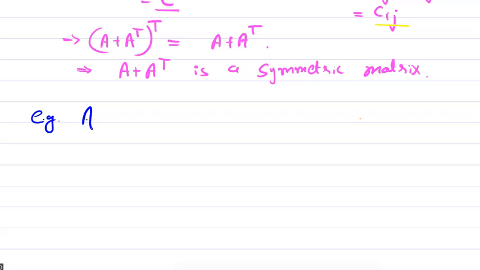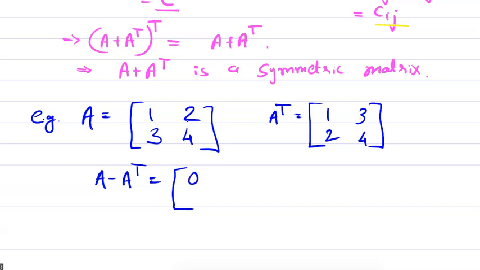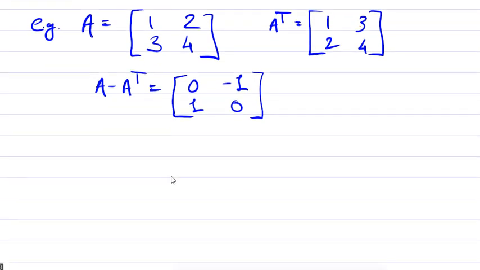So let's say A is 1, 2, 3, 4, and then A transpose will be 1, 3, 2, 4. Now we are interested in A minus A transpose. So 1 minus 1 is 0, 2 minus 3 is minus 1, 3 minus 2 is 1, 4 minus 4 is 0. So it seems that it will be a skew-symmetric matrix.